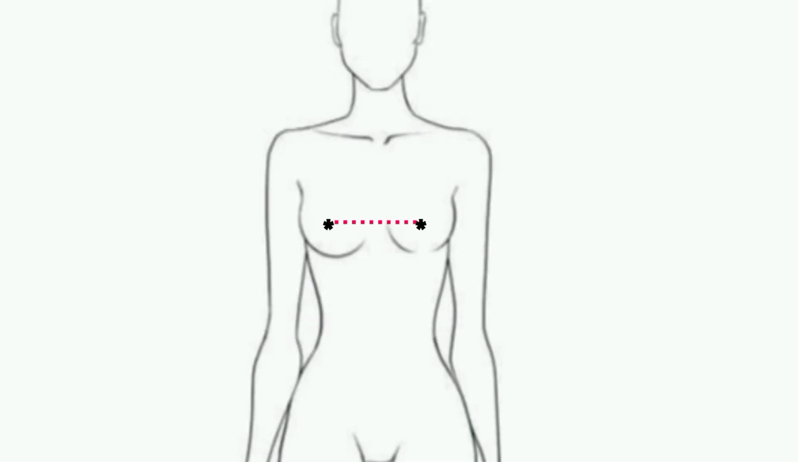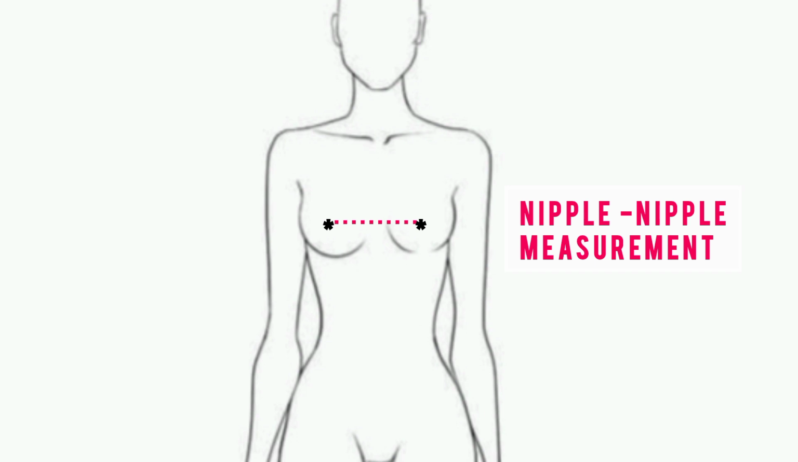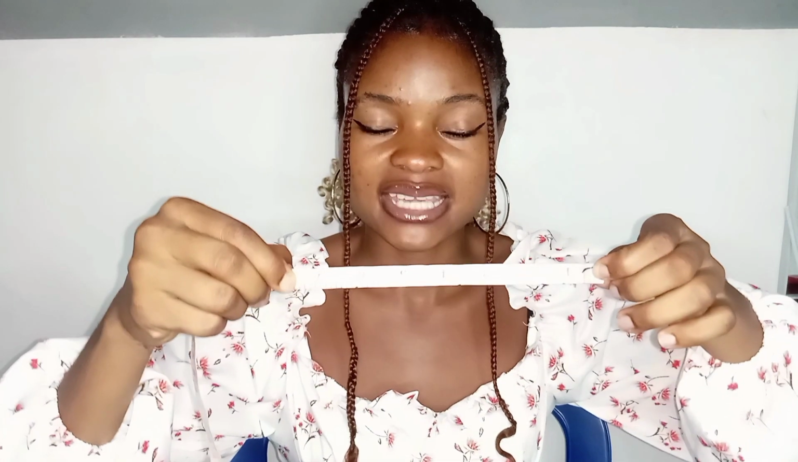The horizontal measurement isn't something that is much. The only horizontal measurement I think we might have is the measurement we take from one of our nipples to the other. This we call nipple to nipple measurement. This is taken horizontally from our left to our right.